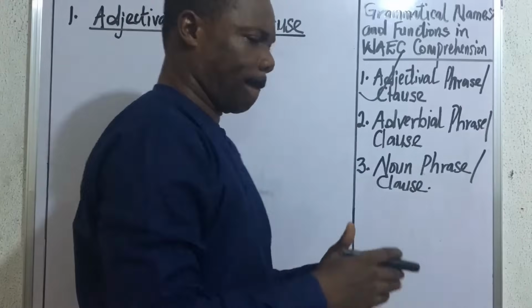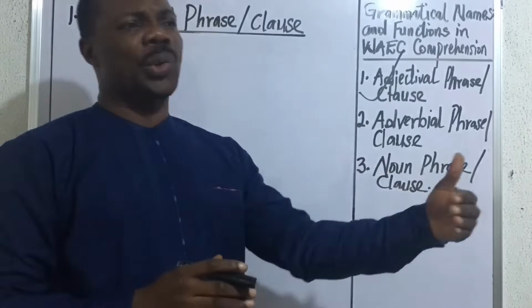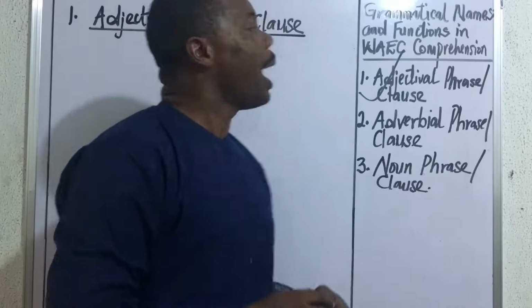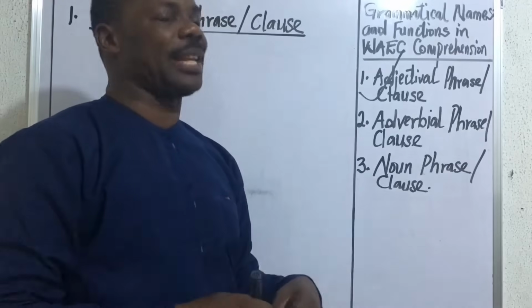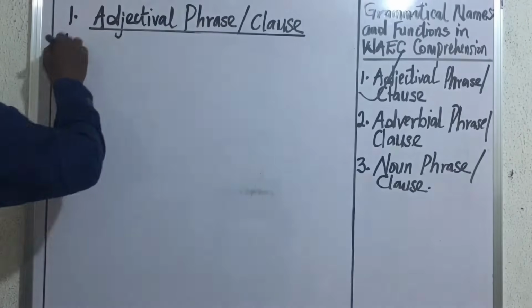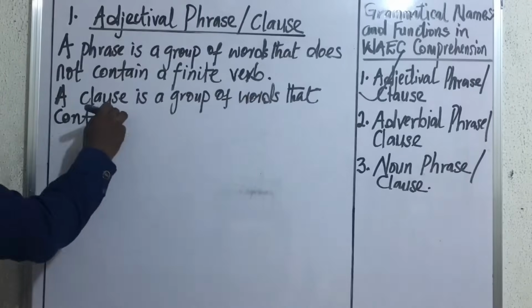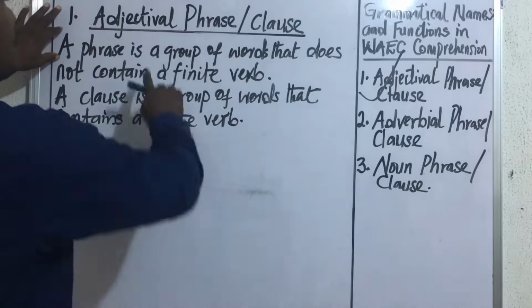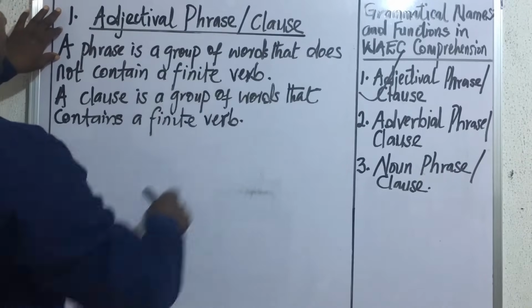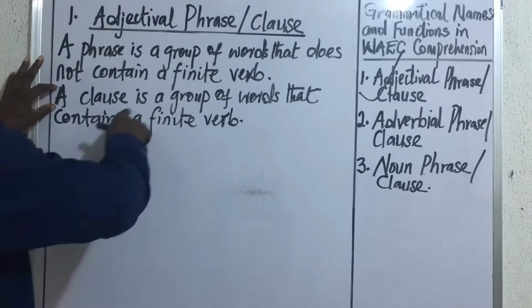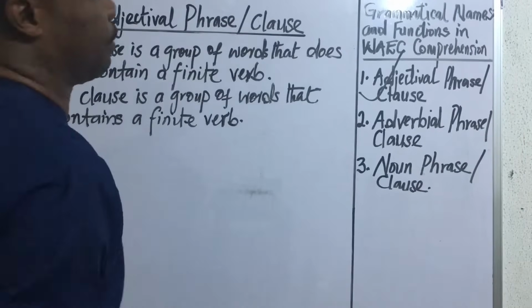clauses are. A phrase is a group of words that does not contain a final verb, while a clause is a group of words that contains a final verb.